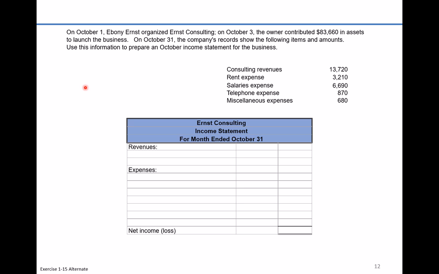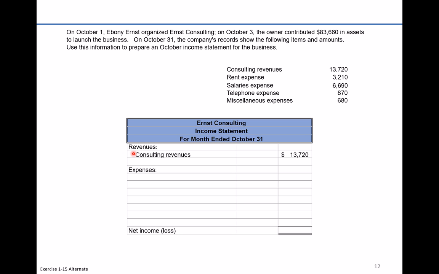Consulting revenues, which is what we're in business for, and the expenses that we incurred to help generate consulting revenues for this particular month of October. So first off, we list the consulting revenues, $13,720. And next up, we list all of the expenses, all of the costs that we incurred during the month of October, their cumulative cost. And all of these costs were necessarily incurred to help generate the revenues for the period.